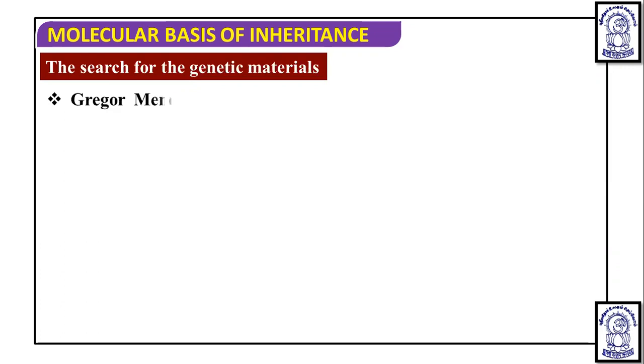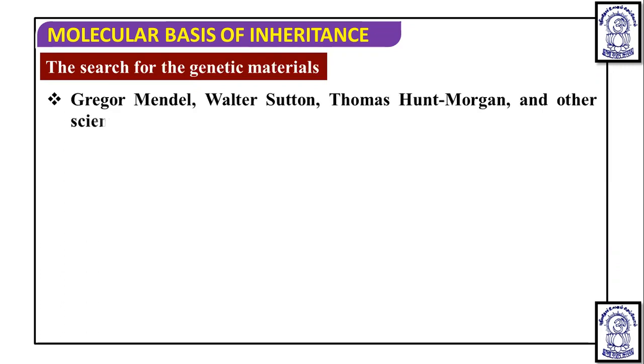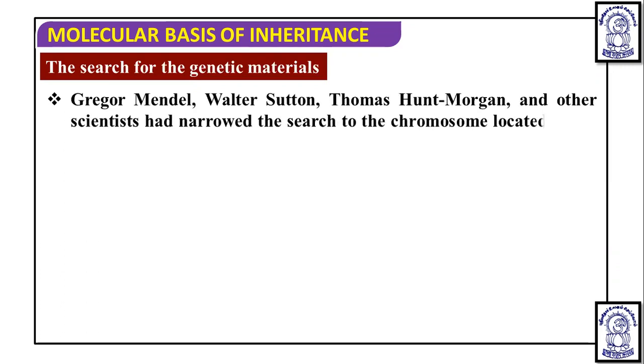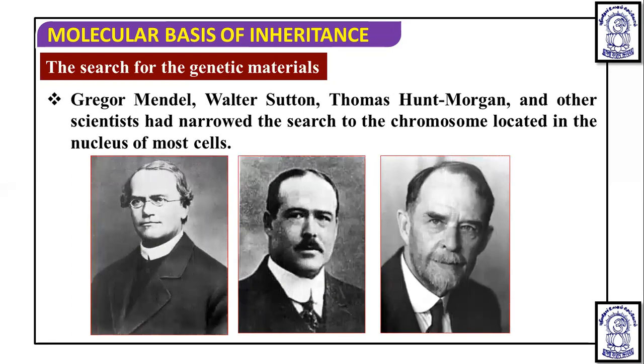If we talk about this topic, we know that Gregor John Mendel, Walter Sutton, Thomas Hunt Morgan, and other scientists had narrowed the search to the chromosome located in the nucleus of cells. Mendel spoke about factors, then Morgan and others, and Walter Sutton and Boveri gave the chromosomal theory of inheritance. So ultimately, it was concluded that these genes are present on chromosomes, and the chromosome is located in the nucleus of most cells.